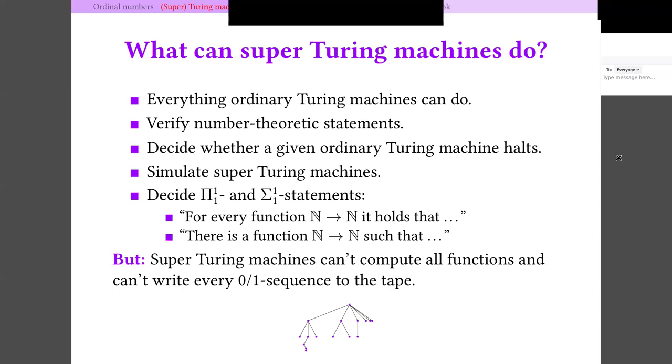But there are still limits to what a super Turing machine can do. It can't compute all functions. And also, it cannot write every infinite 0-1 sequence on the tape. It can write down many infinite 0-1 sequences on the tape. For instance, that infinite sequence which has zeros everywhere, just ones there at prime numbered positions, that is something which is possible. And also many other things are possible, but it cannot write down every imaginable 0-1 sequence on the tape, if by imaginable you mean a sequence which ZFC proves to exist. ZFC is Zermelo-Fraenkel set theory with the axiom of choice, a classical strong meta theory.